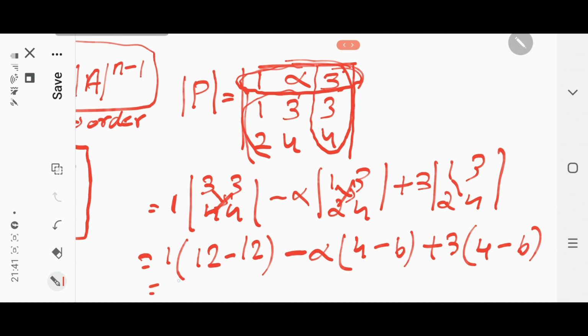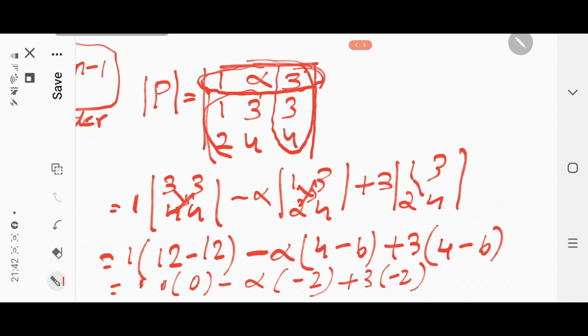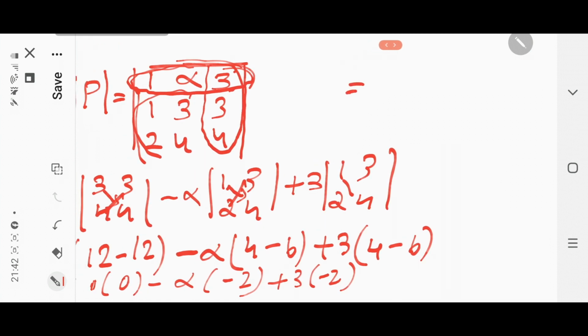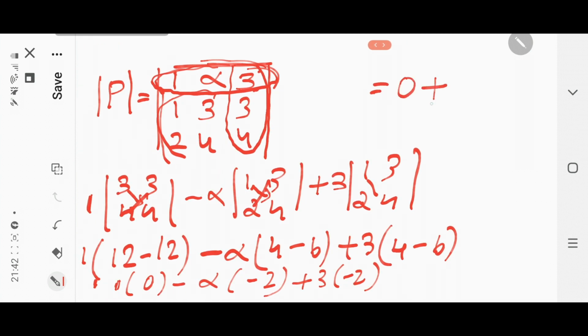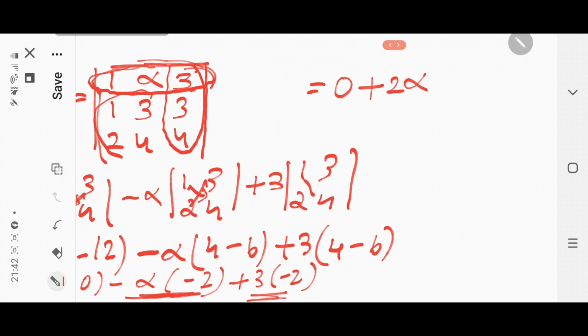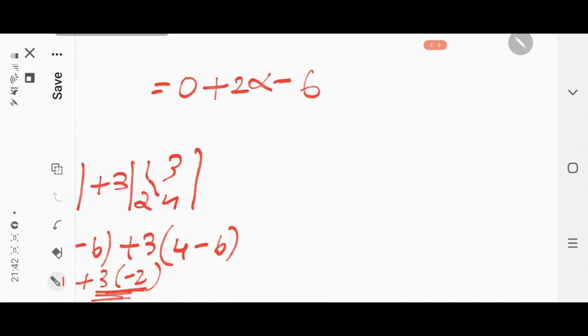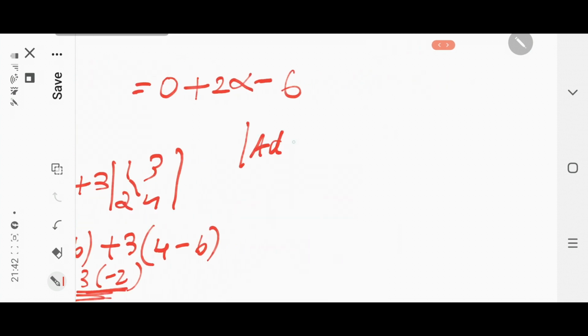That means you get the answer as 1 into 0, minus alpha into minus 2, and plus 3 into 4 minus 2, which is also minus 2. So you get 0 minus alpha into minus 2, which is plus 2 alpha, and 3 into minus 2 is minus 6. Therefore, you got the determinant of adjoint A as 2 alpha minus 6.